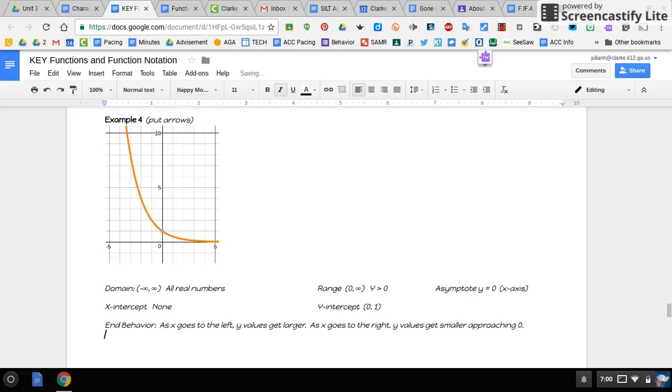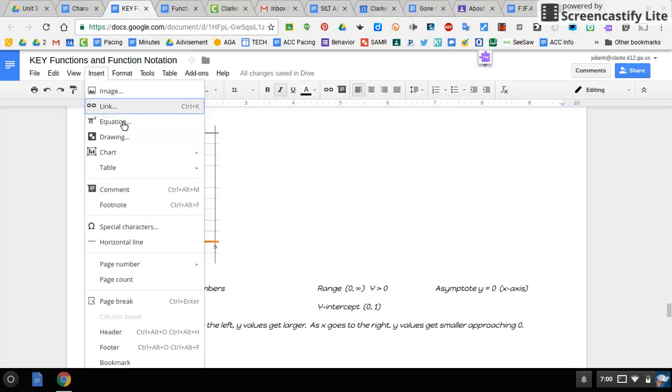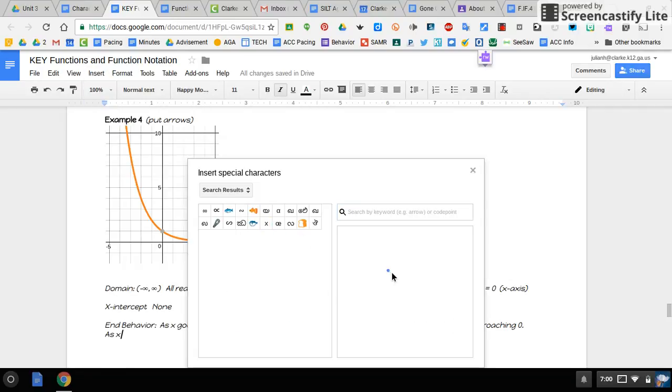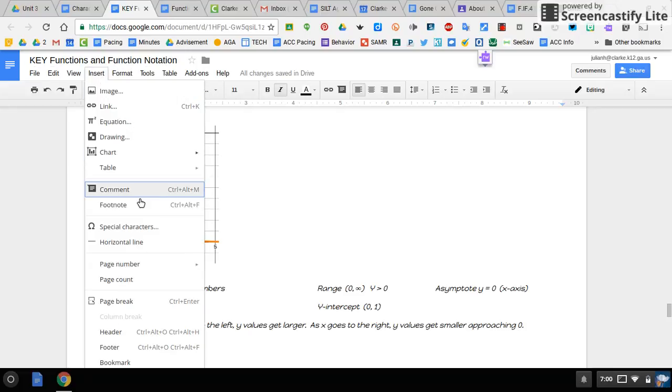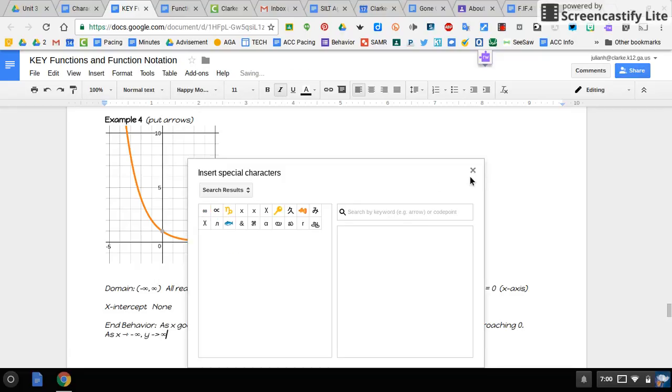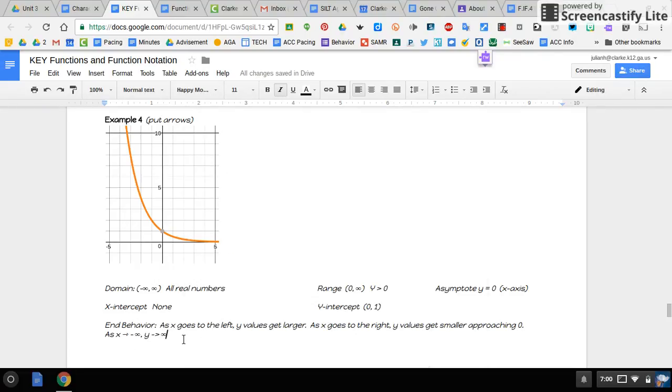All right, so let's write our formal notation. So we're going to say as x gets smaller, so that's going to be going to negative infinity. So let's get our arrow. And remember, our arrow always goes to the right. That means approaches. So we're going to say, as x approaches negative infinity, what does y do? Well, it gets larger and larger and larger, so it's going to approach infinity. Some people use the arrow, and that's fine. That just means that it's going to get larger and larger and larger. So as you go to the left, y gets bigger.